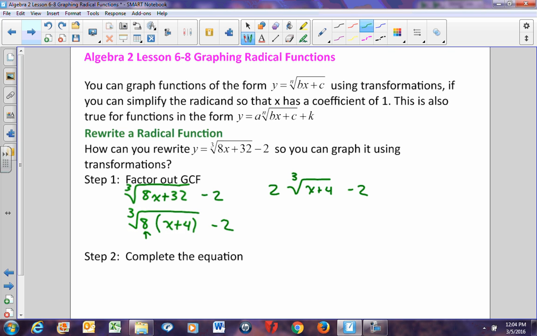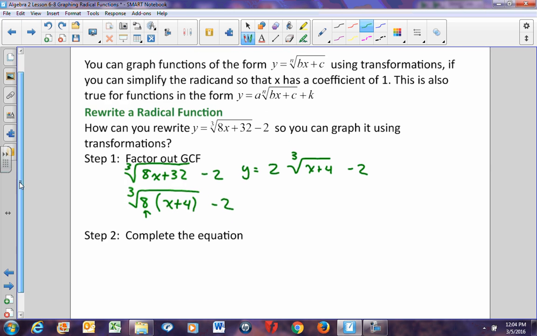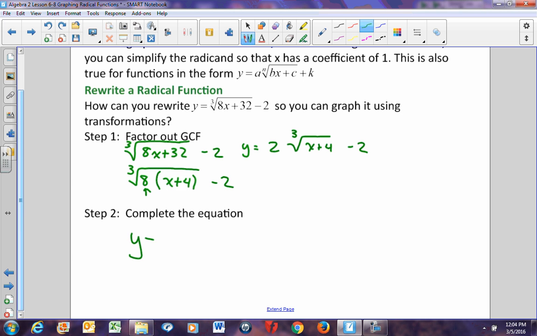minus 2, which is the y equals. Okay? So if we complete our equation here, I actually completed the equation up there instead of down here at step two. So my complete equation would be y equals 2 cube root of x plus 4 minus 2. So it's the parent function of the cube root of x stretched vertically by a factor of 2, shifted horizontally left 4 units and vertically down 2 units.